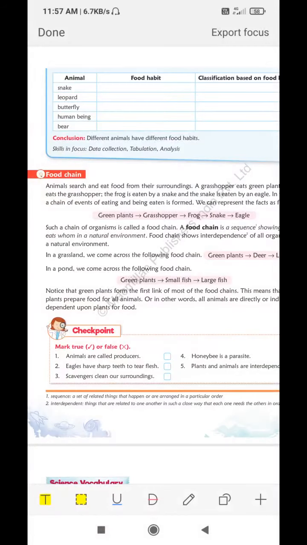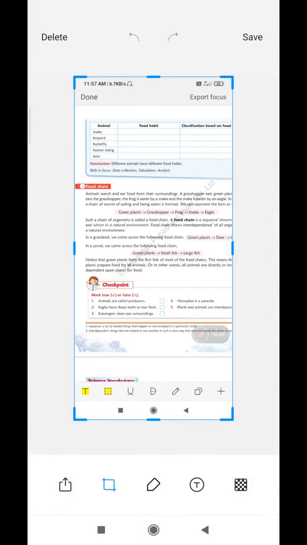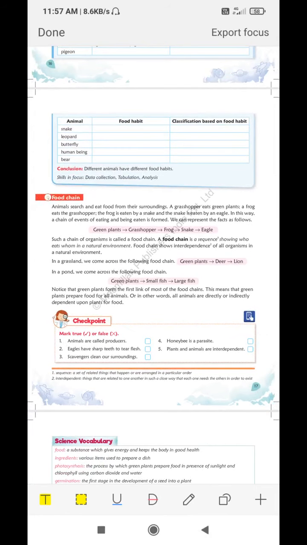So I will take a screenshot for this. Okay, so in that manner you have to understand this. Most of the food chains are continuous sequences showing who is eating whom in our natural environment. For example, green plants, grasshopper will eat them, and frog will eat that grasshopper, and the next, snake will eat the frog, and then eagle will eat the snake. In that manner, we can understand the food chain.